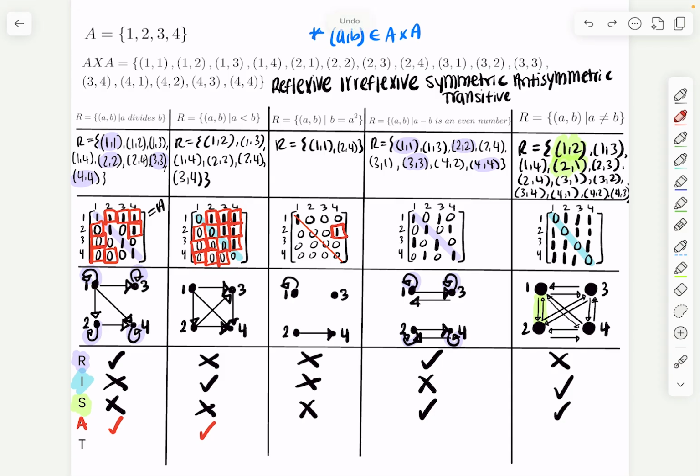So check. Again, outside of the main diagonal, if I see a 1 at 2, 4, then at the opposite position, I should see a 0. Is that true? Yes. Since that's the only one, that's the only one you have to check, so it is antisymmetric.